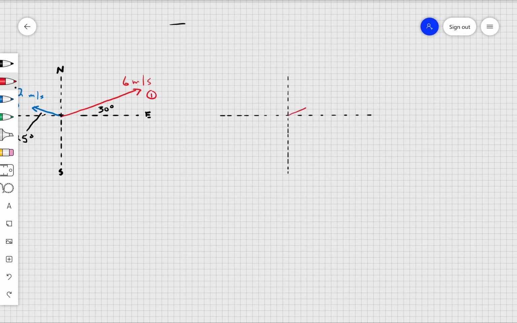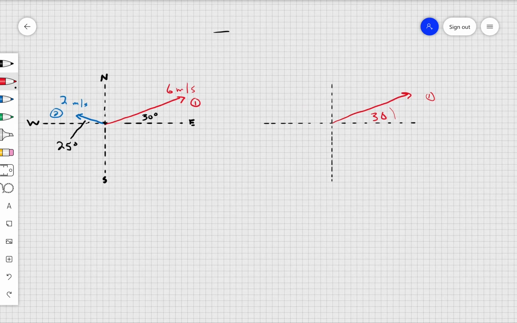So we have this vector 1. Now I'm not using a ruler, that's going to slow me down. So just imagine this is vector 1, and it is 30 degrees above, to the north of, our easterly direction. So there's vector 1.